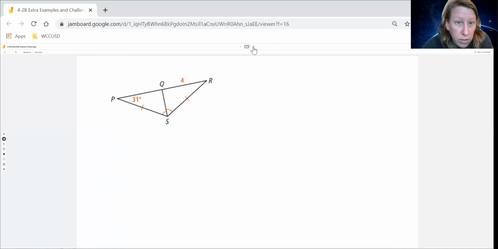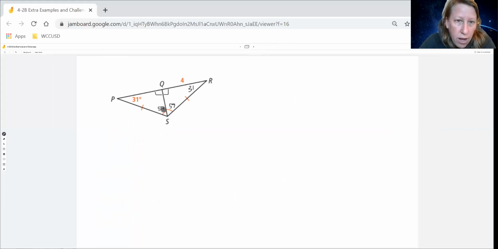Okay, here's another one. This one looks like fun. We can do the same exact thing we did on the other one. We could say this is 31. We could say these are 90. And I'm just going to do this on the calculator. I'm going to do 180 minus 90 is 90. 90 minus 31 is 59. So these are 59 up here.